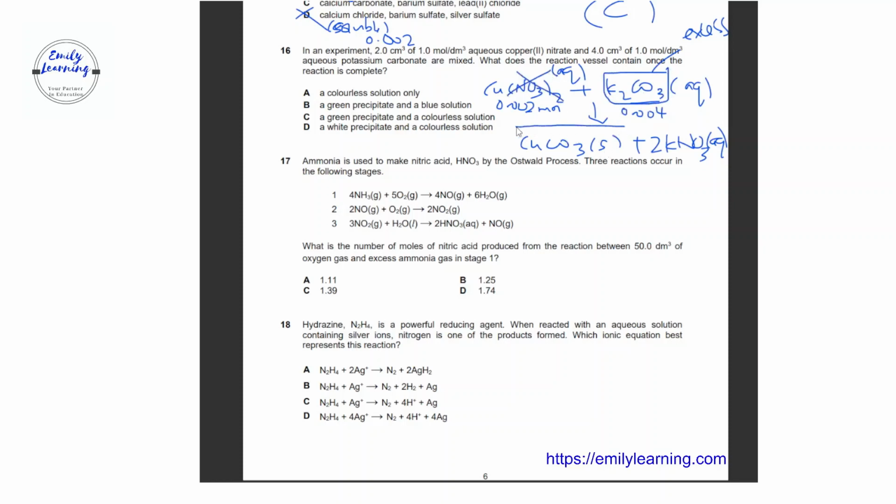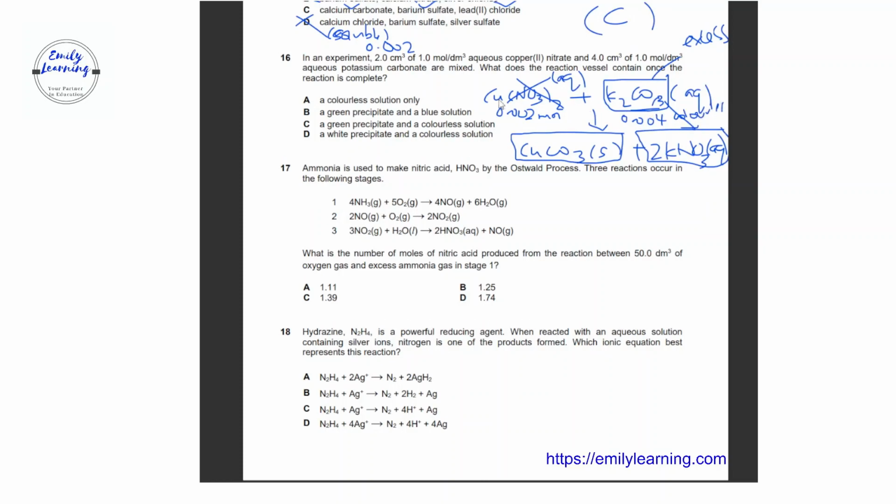So at the end of the day, we have this solid and this solution. What we have is potassium carbonate and potassium nitrate solution. Both of them are colorless, so you have a colorless solution. Copper 2 nitrate is gone, so no more copper 2 nitrate. You have copper 2 carbonate, which is a green solid. So in other words, you have a green precipitate and a colorless solution that is being formed. So the answer is C.